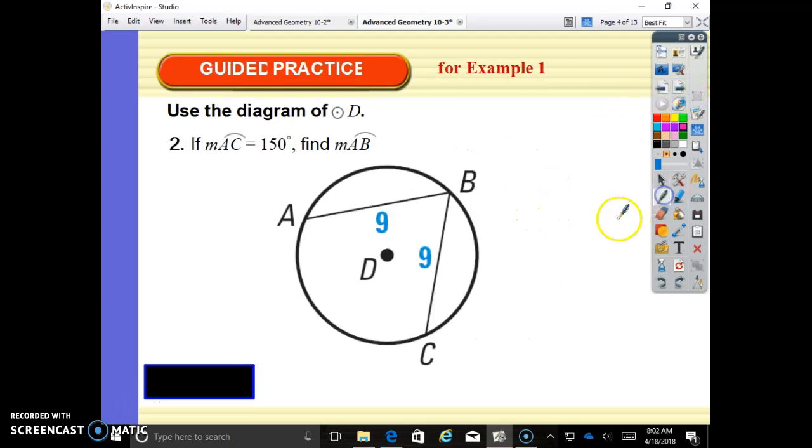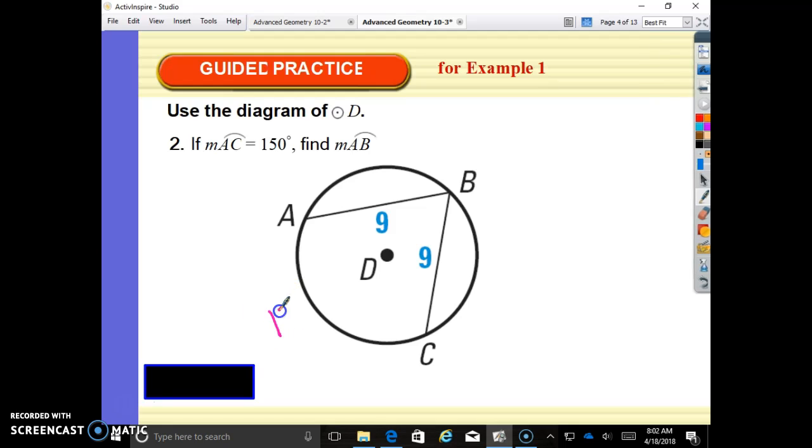If the measure of arc AC is 150 degrees, what is the measure of arc AB? Anyone? Any idea? So these are equal, therefore these are equal. 360 minus 150. What is 360 minus 150? 210. Divide that in half. 105. 105 degrees each.